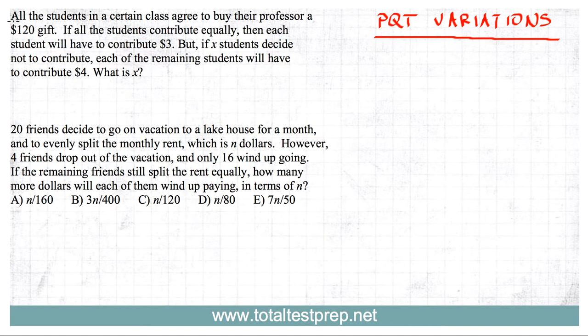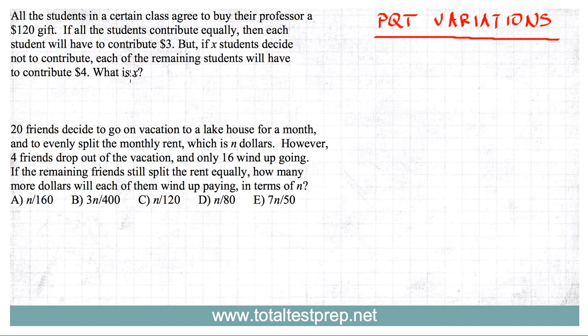So the question goes, all the students in a certain class agreed to buy their professor a $120 gift. If all the students contribute equally, then each student will have to contribute $3. But if X students decide not to contribute, each of the remaining students will have to contribute $4. What is X?